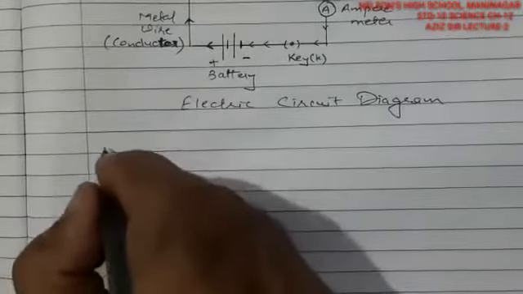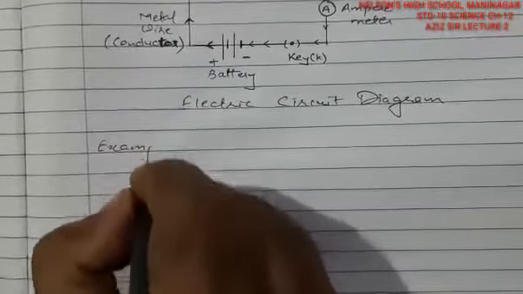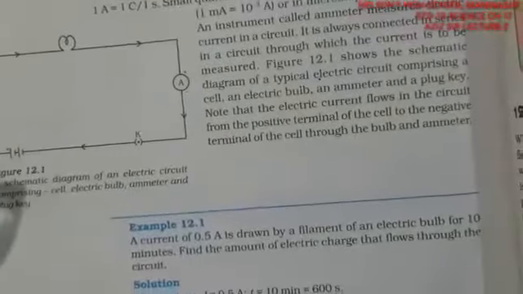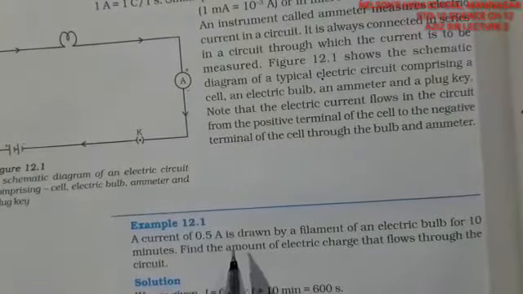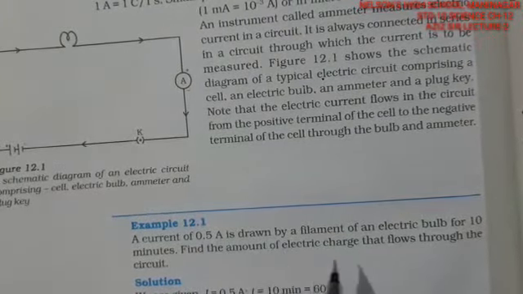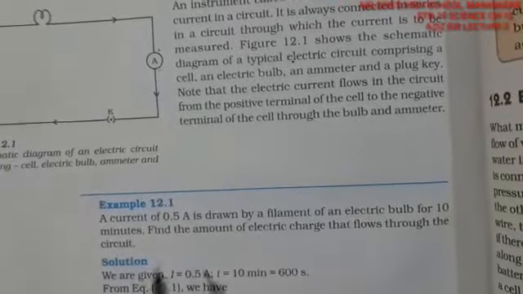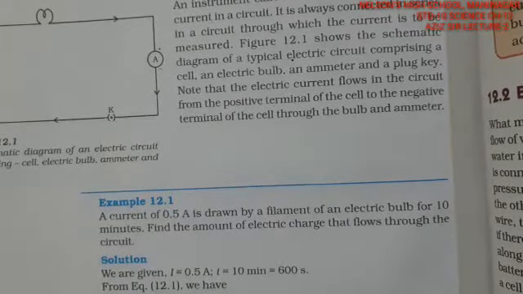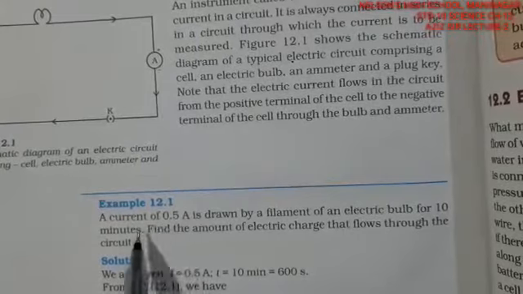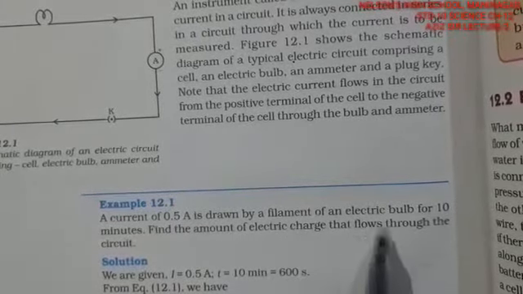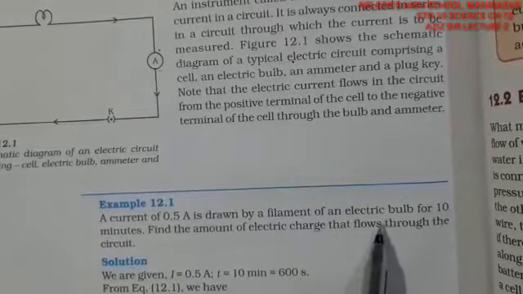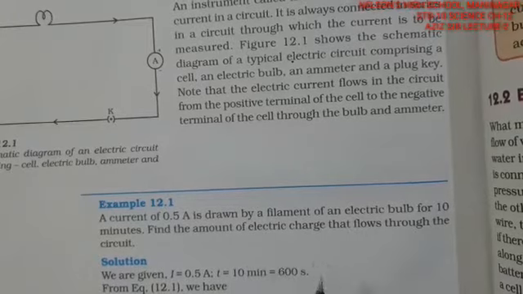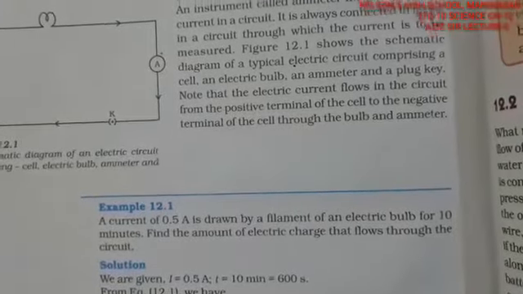Now there is an example, 12.1. Now this example is here, which is kept. A current of 0.5 ampere is drawn by a filament of an electrical bulb for 10 minutes. Find the amount of electrical charge that flows through the circuit. So this is a sum that is given here. Here the current is given as 0.5 ampere, filament of an electric bulb. So this much current is passed through the electric bulb for 10 minutes. So how much electrical charge flows, that is Q, we are supposed to find.